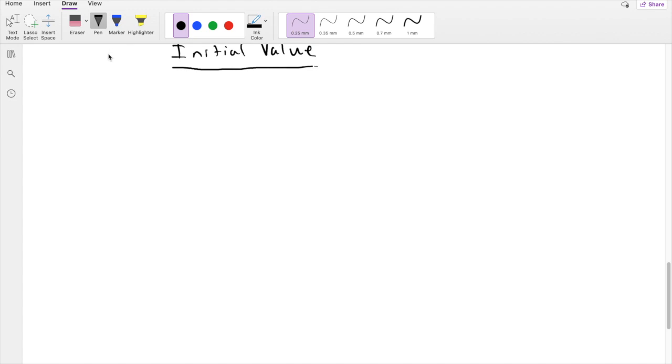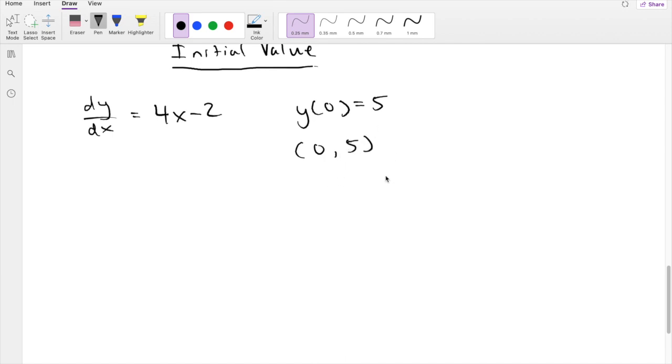Let's go down here. Let's say we have a derivative dy over dx equals 4x minus 2. And we are also given a value y of 0 equals 5, which represents the point (0, 5), which is essentially a y-intercept. We are then asked to solve for this differential equation.